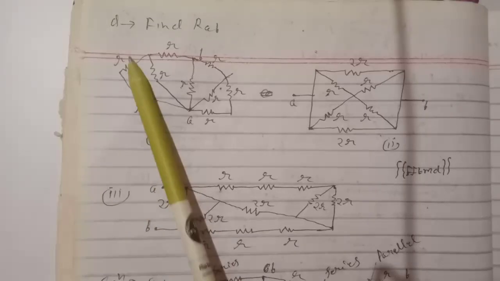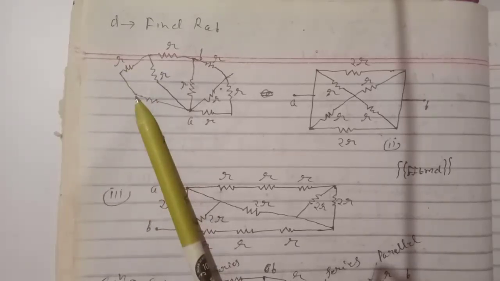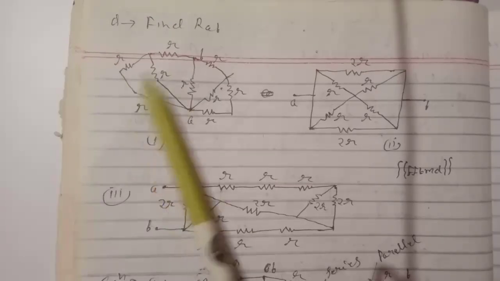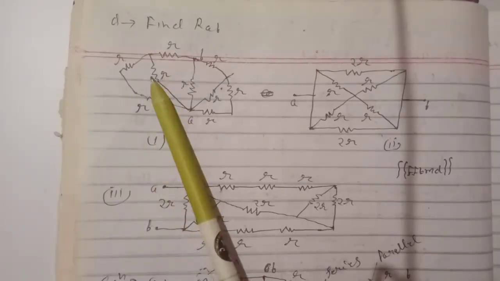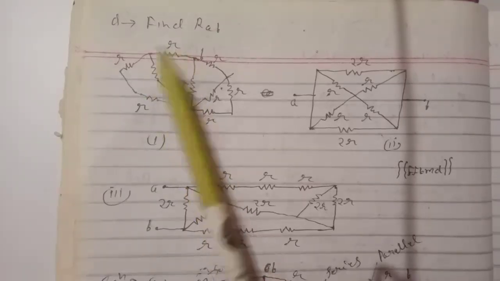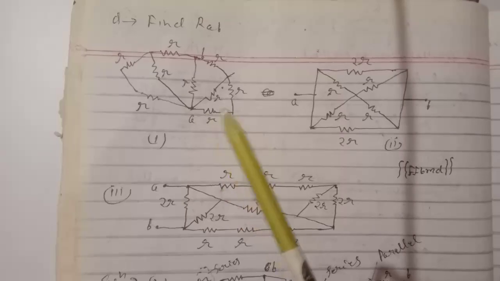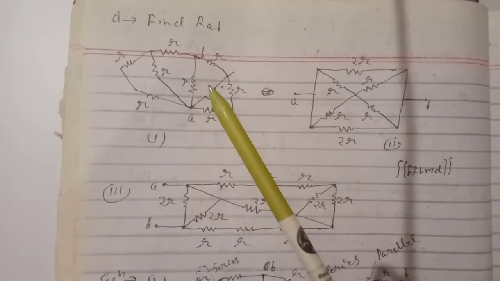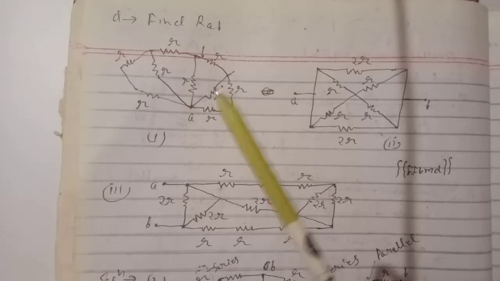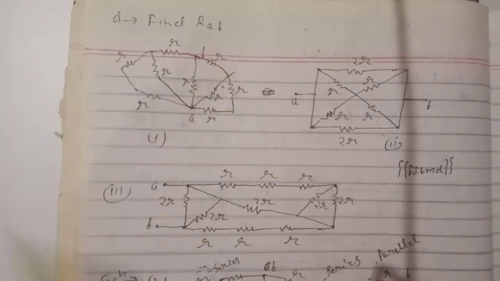Here we see that these are in series. So first we have to find the equivalent, and that equivalent will be parallel with this. Again we find the equivalent, and that equivalent will be in series with this. Similarly on this side, this is series, and that will be parallel to this, and that equivalent will be in series with this, and finally we get 3 resistances in parallel.